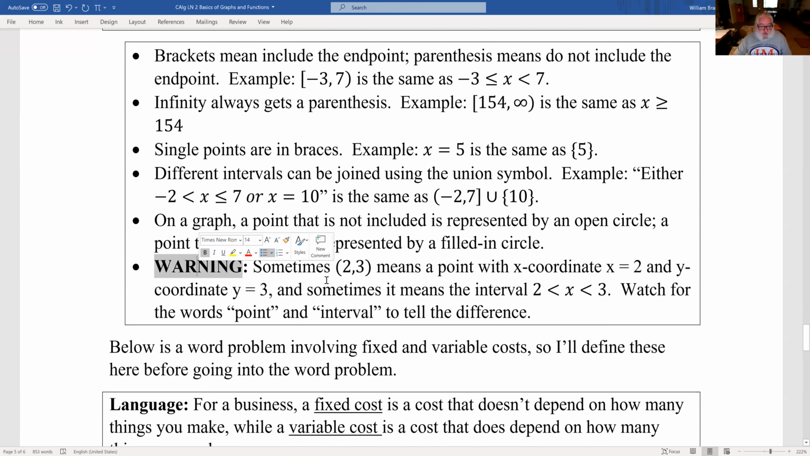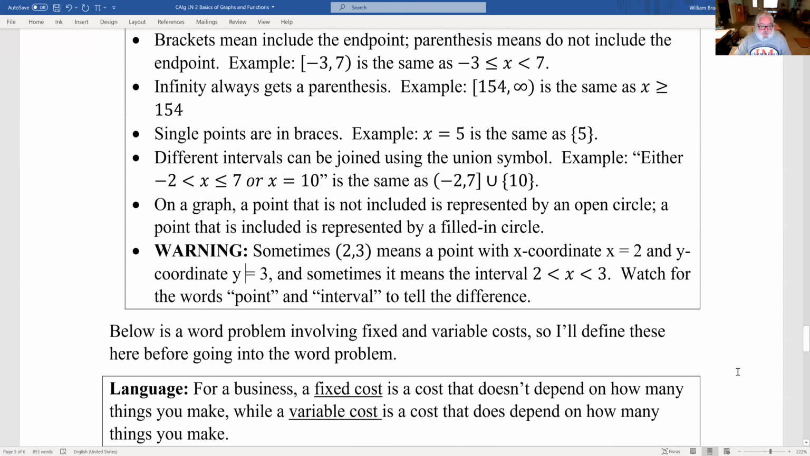This is the big warning: sometimes this symbol means a point with x coordinate 2 and y coordinate 3. Sometimes it means the interval 2 less than x less than 3. So you have to pay attention to tell the difference.